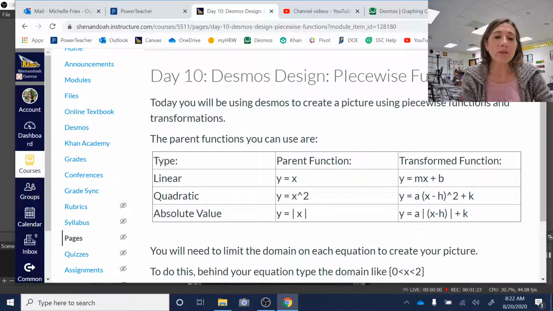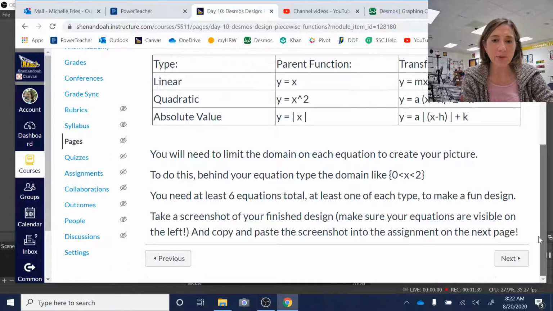And then absolute value is one we're going to be learning about soon. It's got a V to it, and it's y equals absolute value of x, and here's what it will look like with transformations included. To limit the domain in Desmos, here's how you are going to type it. You have to use the fancy brackets, which are located kind of close to your enter key, and you want to use your less than or greater than signs, and make sure to close those fancy brackets. And domain is about x's, so you'll have an x in there.